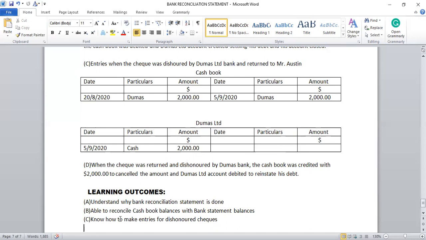B, able to reconcile the cash book balance with the bank statement balance. That's what we can now do by reconciliation, because when there are differences between the cash book balance and the bank statement balance, we reconcile them. And C, we know how to make entries for a dishonored check, as I've just shown you.